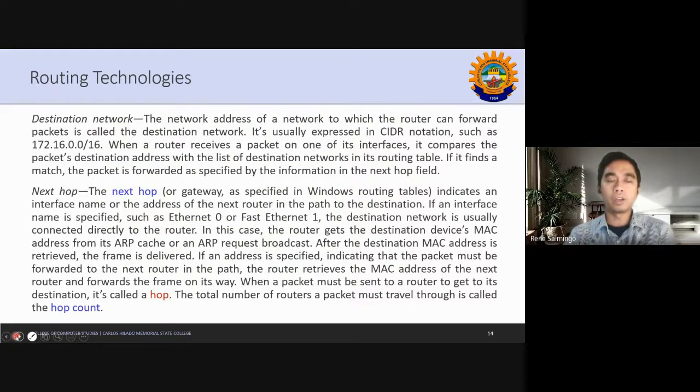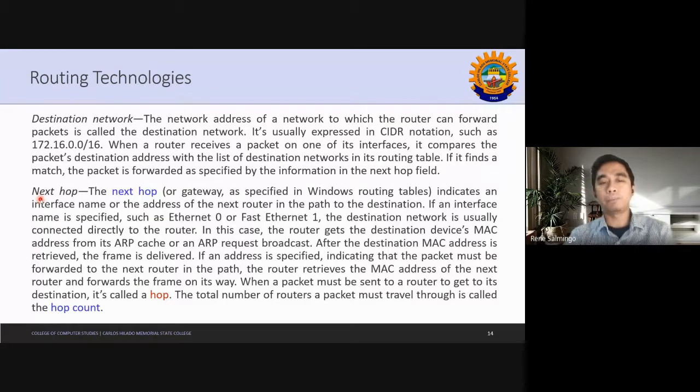Now, routing tables consist of a destination network, usually expressed in CIDR notation. When a router receives a packet on one of its interfaces, it compares the packet's destination address with the list of destination networks in its routing table. If it finds a match, the packet is forwarded as specified by the information in the next hop field. So this is the second step in your routing table.